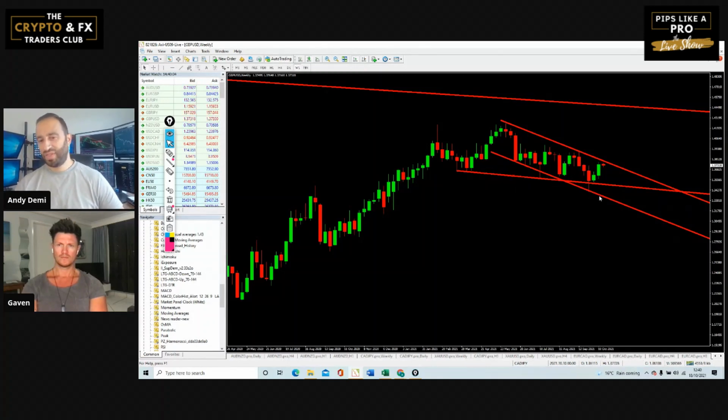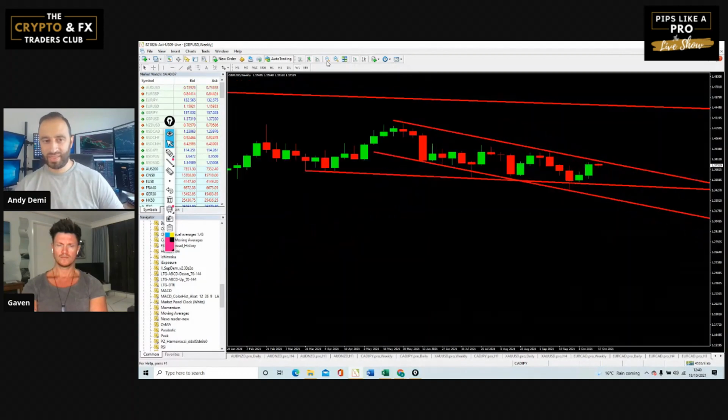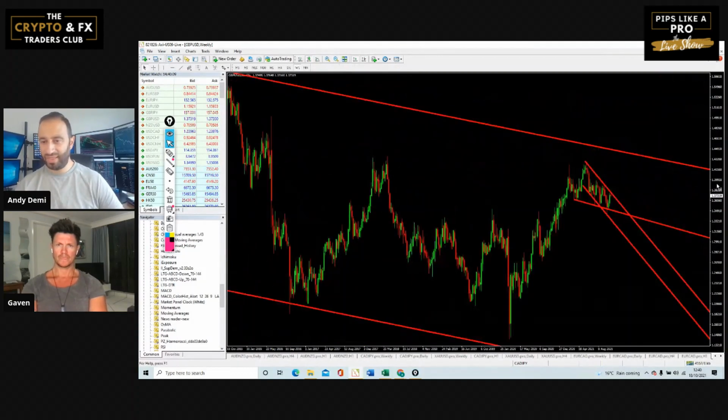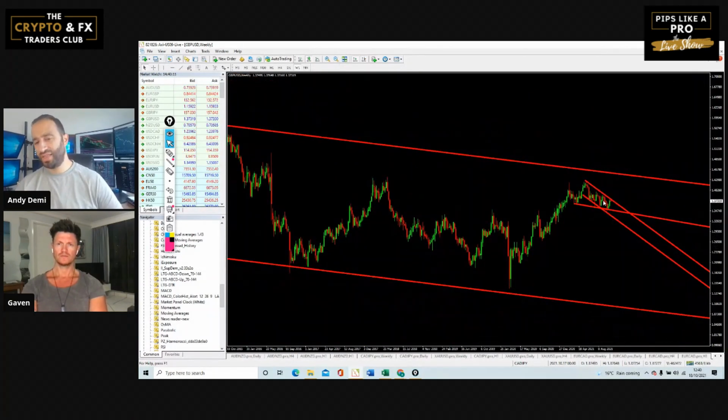This is the subjective part. Whatever you can see there, it's neither right nor wrong, because at this point both are valid, right? You can see a potential triangle, you can see a potential channel. I guess the most important thing is that you're looking for, at some point, for this market to break and then go towards these highs.